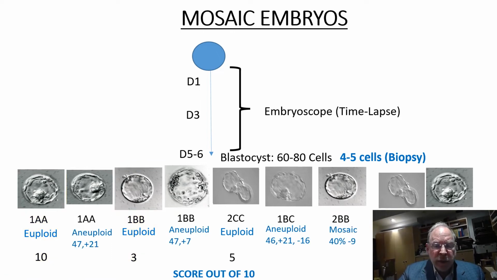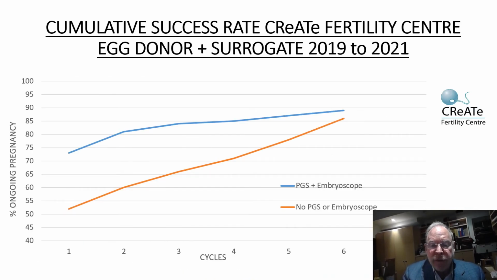And mosaic embryos, I just mentioned briefly, is a type of embryo that has basically some cells that are normal and some that are abnormal, and all mosaic embryos have been normal, but they miscarry more often, so they're always our second choice.